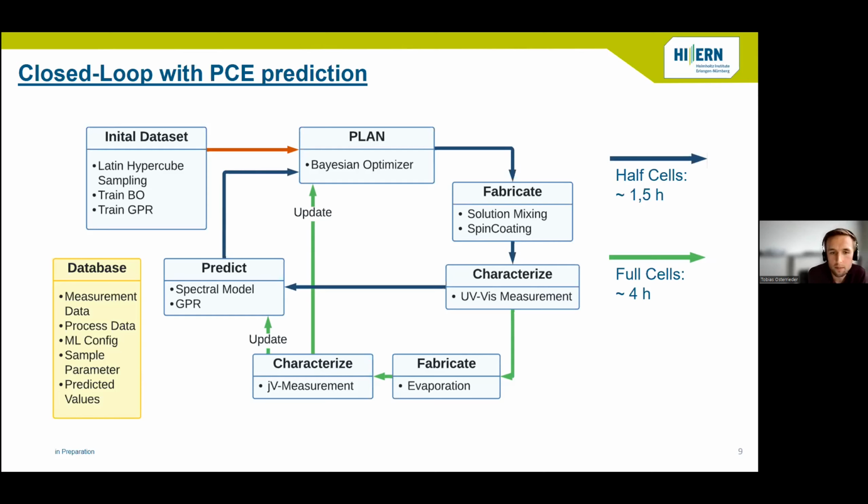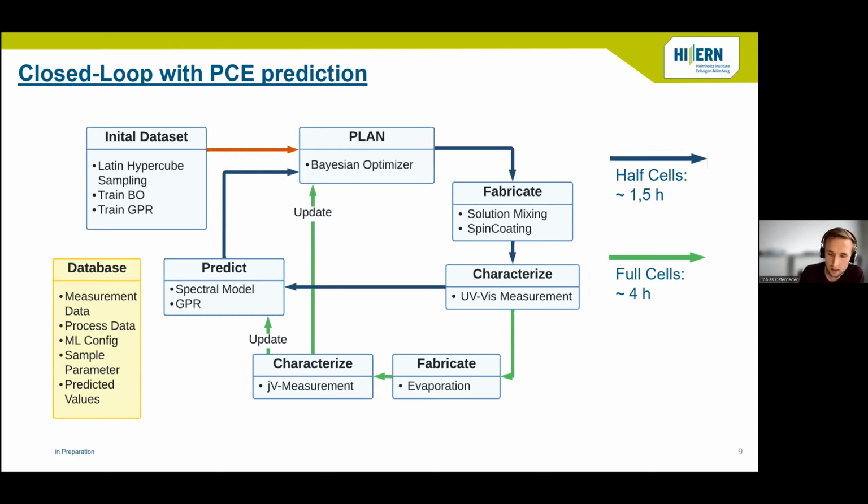Of course, our model is not 100% accurate. So in order to prevent any information loss, we still finish the full cells. We measure the efficiency, and then we use the real efficiency to update both the Bayesian optimizer and our GPR model. The Bayesian optimizer, at the start of each iteration, will check if it has the real PCE of a sample. If it has, it will take this. If it doesn't have the real PCE, it will just take the predicted PCE.